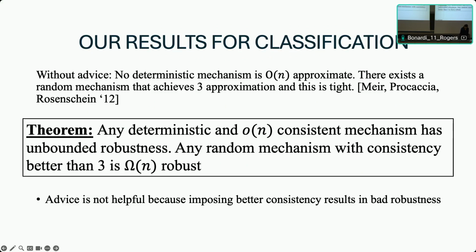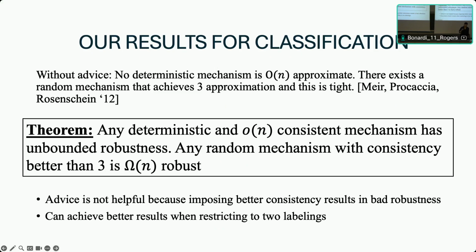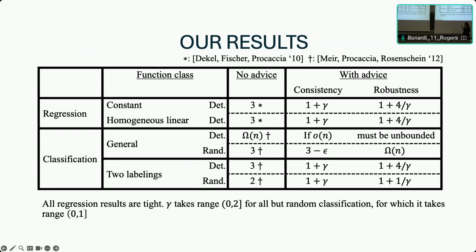What we show is that essentially advice isn't helpful at getting better consistency. Precisely, any deterministic mechanism that gets consistency better than linear has unbounded robustness. And any random mechanism that has consistency better than 3 has at least linear robustness. And so you can see by applying advice, we aren't able to get better consistency without the robustness blowing up. However, this isn't the case if we restrict to 2 labelings, we can do better. And so really quickly, this is just a chart of our results.